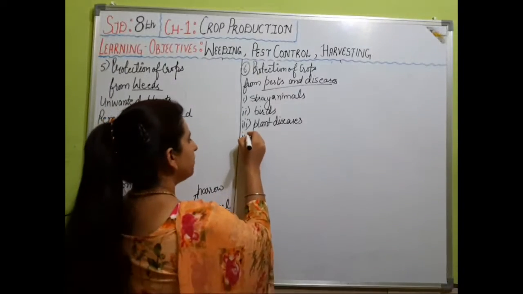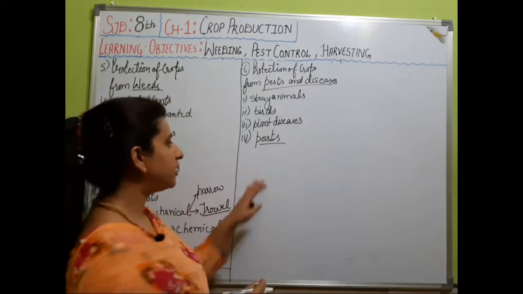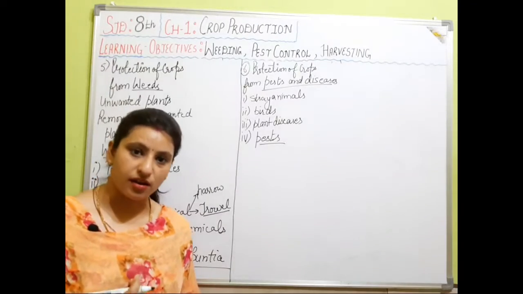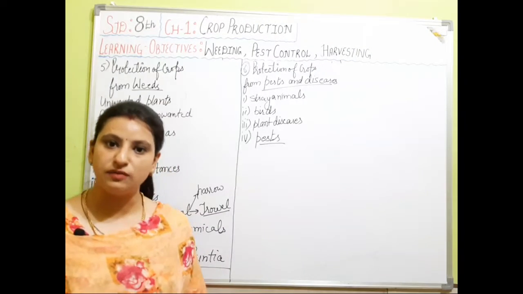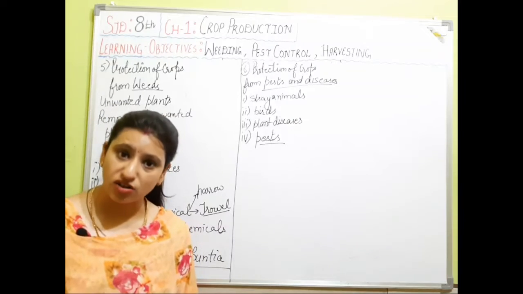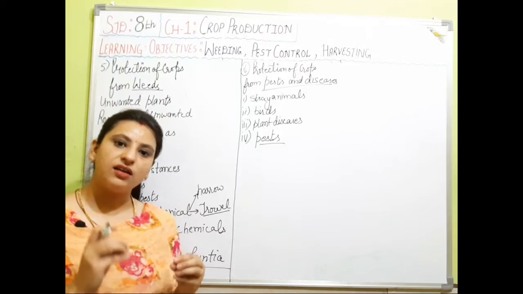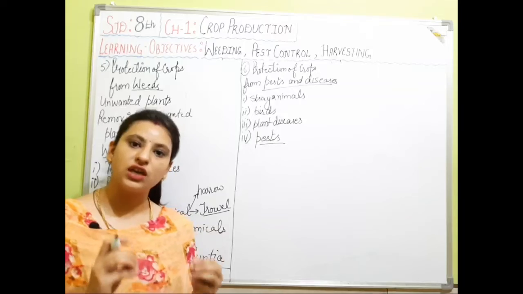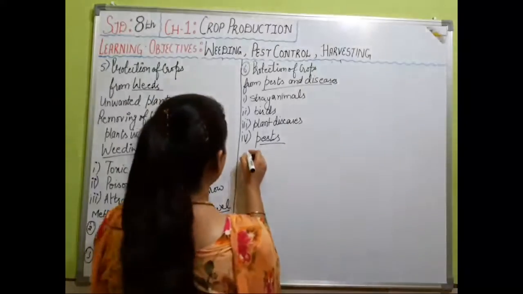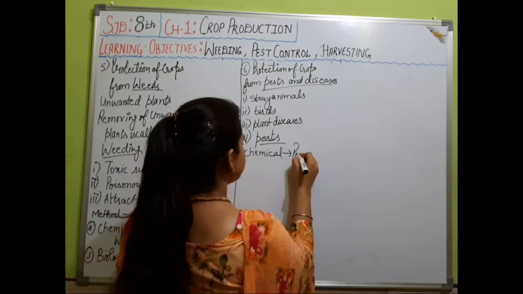And the fourth part is protection from pests, and it is a very important part, because pests comprise a large variety of organisms. For example, aphids, termites, weevils, grasshoppers, a number of insects, and rats also. Okay. So a number of organisms are involved in these pests, and the chemicals used to kill these pests are called pesticides.